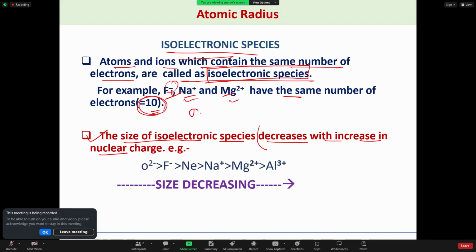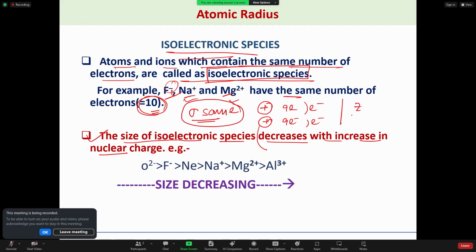That means the sigma value, the shielding constant value, is also the same for the fluorine minus ion, sodium plus ion, and magnesium plus ion. Because for fluorine anion, the outer shell has 9 electrons, for sodium also 9 electrons, and for magnesium also 9 electrons. So that's why the sigma value is the same.